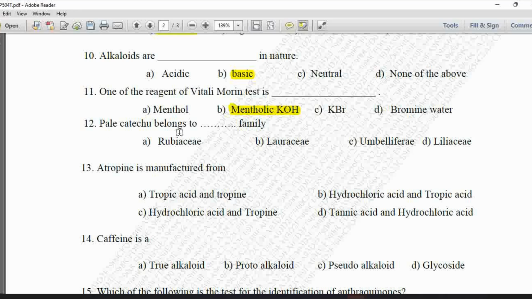Next MCQ, pale catechu belongs to the family option A Rubiaceae, B Lauraceae, C Umbelliferae, and D is Liliaceae. So here the pale catechu belongs to the family that is Rubiaceae.